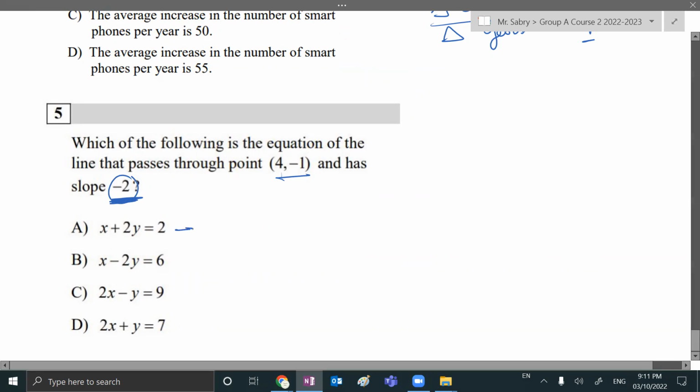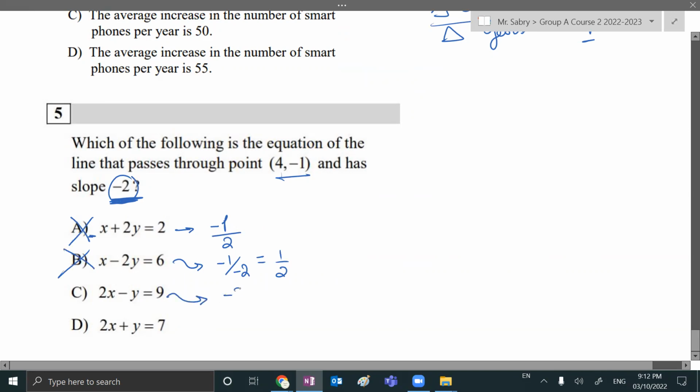So check the first one. The slope is negative the number next to x, which is 1, over the number next to y, which is 2. So this one is incorrect. The second one, the slope is negative the number next to x over the number next to y, which is -2. So that's half. Another one that's incorrect.